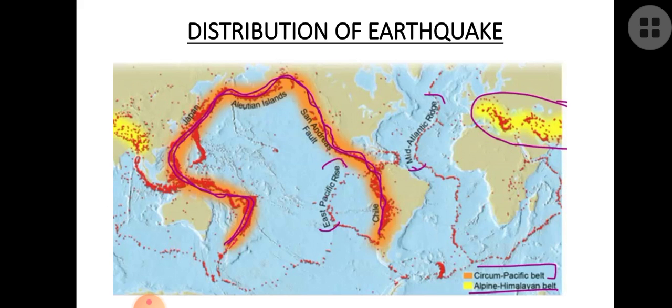And the remaining 31 percent of earthquakes happen in the Mediterranean Himalayan belt, which is in Asia Minor, that is the northern part of India and near Saudi Arabia. And the remaining 1% of earthquakes happen in North Africa, Red Sea and Dead Sea.